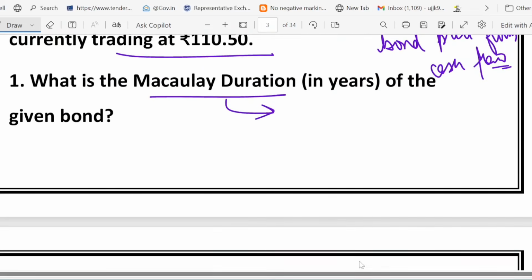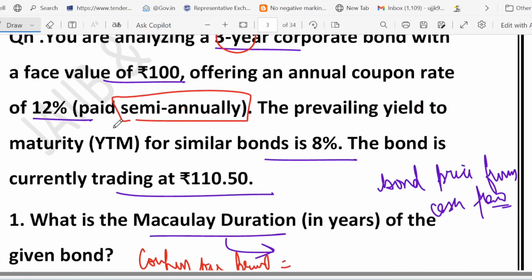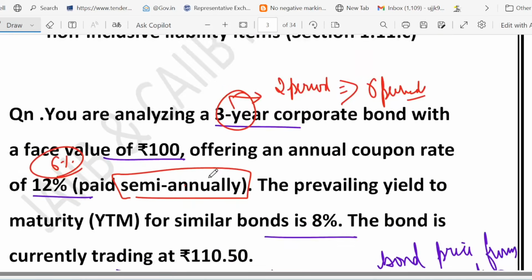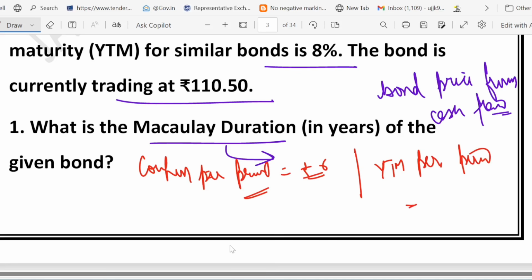Now let's calculate step by step. First of all, calculate the coupon amount. What is the coupon amount per period? It is 12% annual, so semi-annual it will be 6%. So 6% coupon of the face value. What is the face value? 100 rupees. What is 6% of 100 rupees? It is rupees 6, because 12 rupees is paid every year, but our period is half a year. YTM is given as 8%, but this 8% is annual. So what will be the YTM for 6 months? It will be 8 by 2, which is equal to 4%.